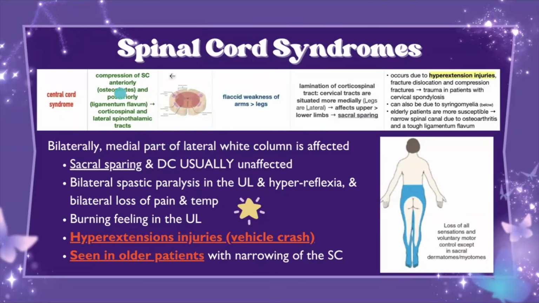What happens here is that bilaterally, the medial part of the lateral white column is affected, meaning that the medial portions of the corticospinal and the spinothalamic tracts would be affected, specifically the ones that supply the upper limb. So for the spinothalamic tract, you would have a bilateral loss of pain and temperature in the upper limbs, and for the corticospinal tracts, you would have spastic paralysis in the upper limbs and hyperreflexia, which are upper motor neuron lesion signs. The patient would also have a burning feeling in the upper limbs. Okay, I think we have covered everything in the slide.